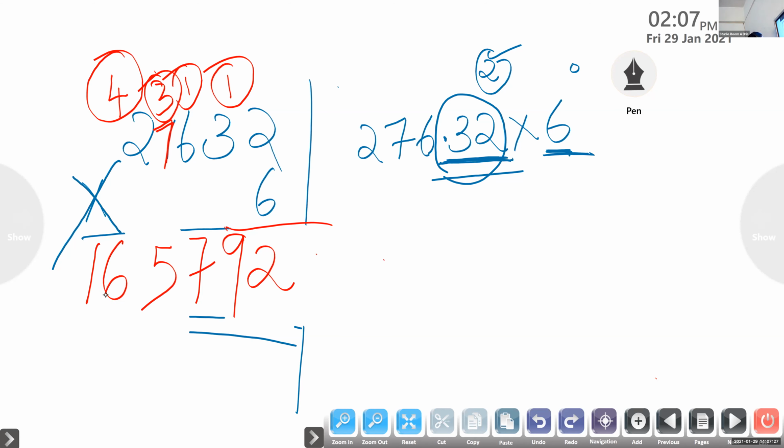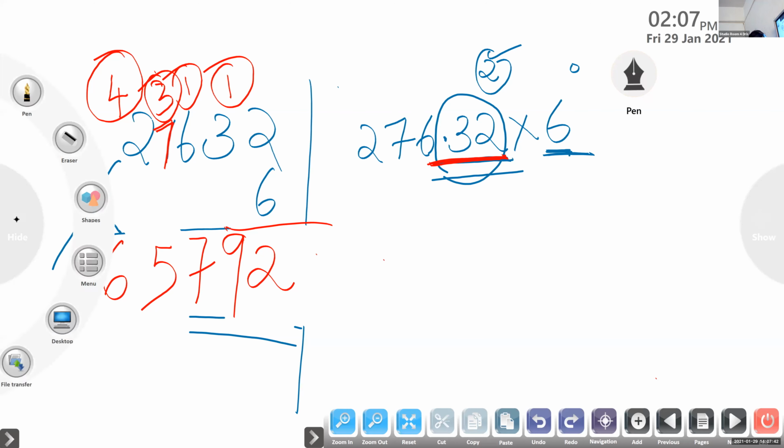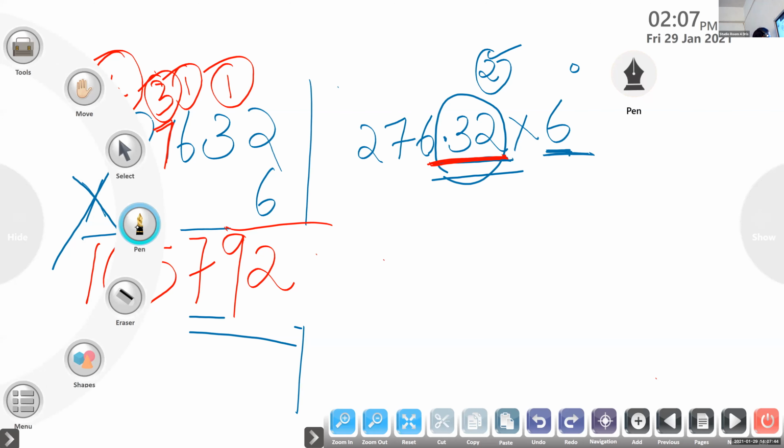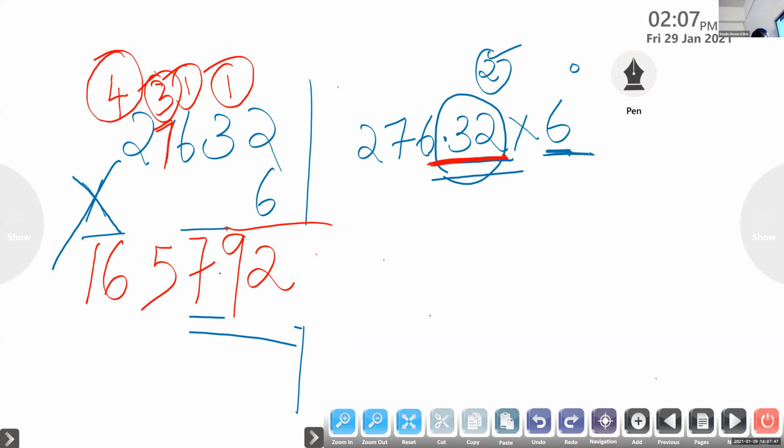So the answer, children, without a decimal point is 165,792. Now look at the question. Now you have to place the decimal point. Here how many? 2. So in the answer also, we should have 2 decimal places. So when we put it here, we will see 1, 2. So the answer is 165,792.